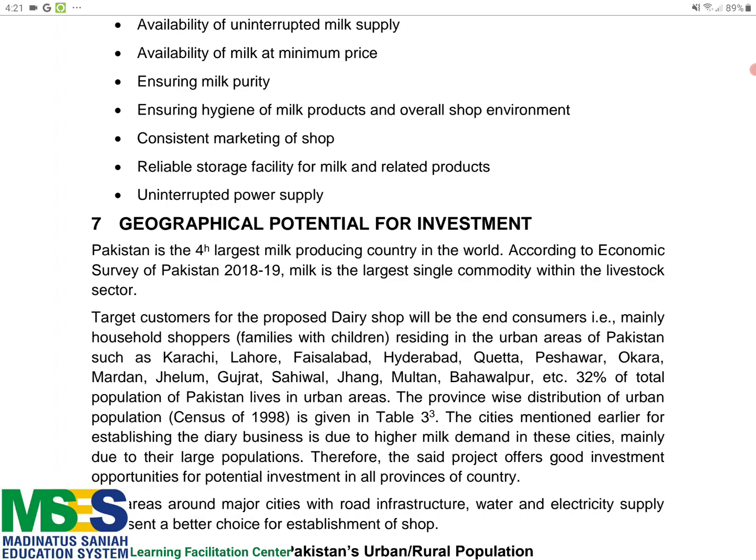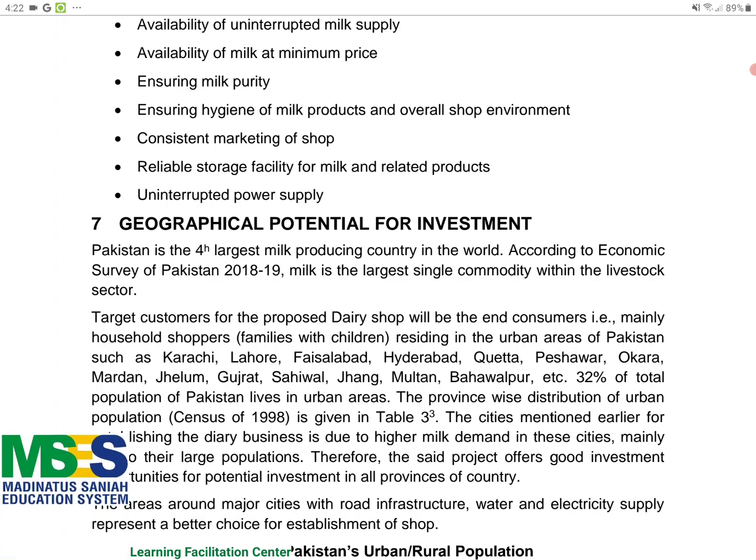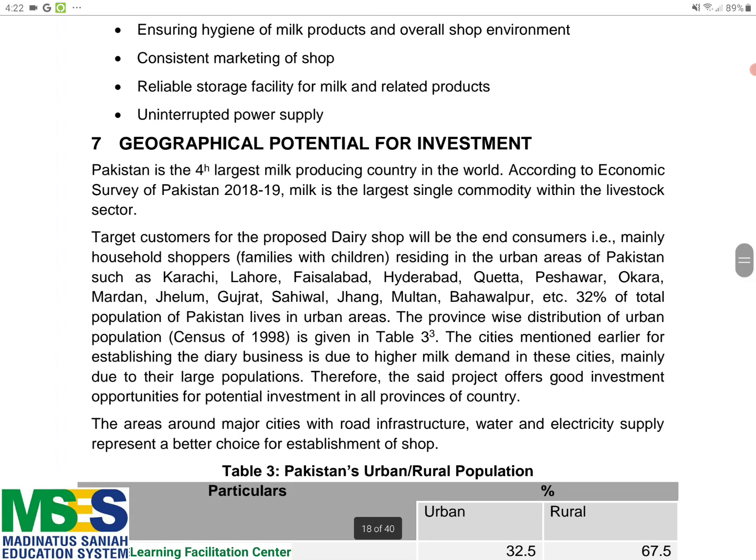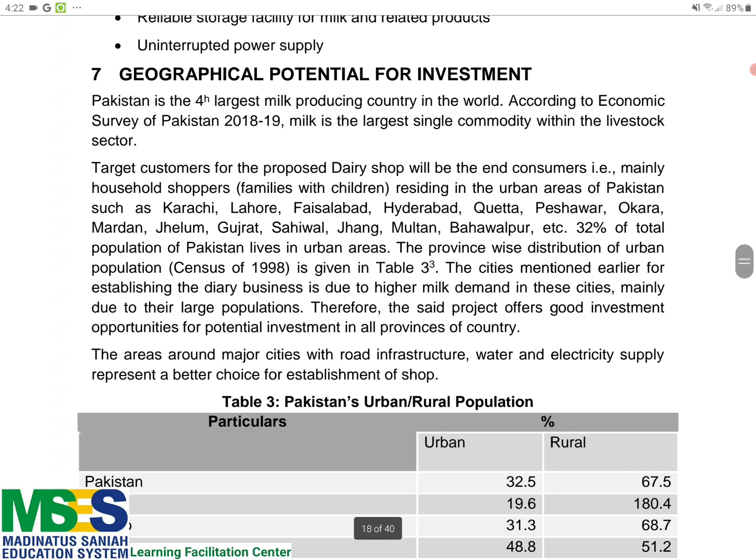You can install solar panels if you have some place where you can install them, but having a generator is a must, because if your chiller goes down, then your milk will spoil. Choosing an area where there is very low chance of load shedding is also important. If you're opening a shop where there's load shedding every 3 hours for 2 hours, it's better not to open your shop there.